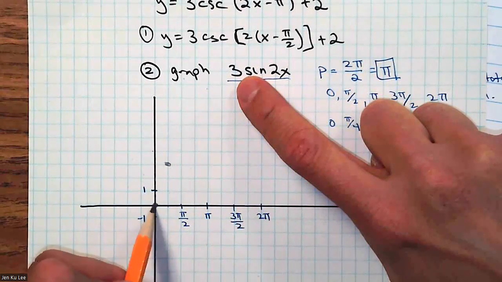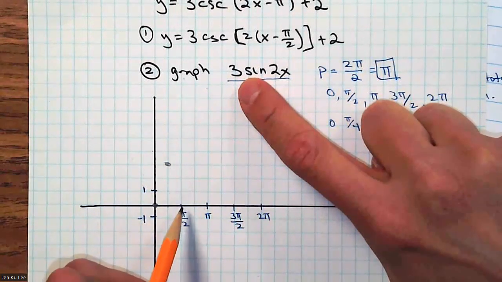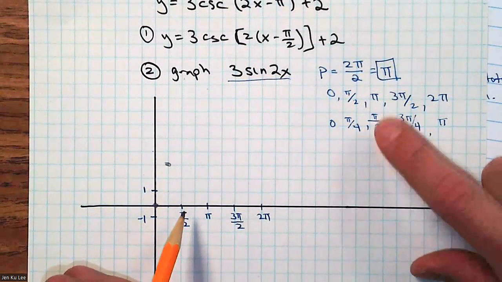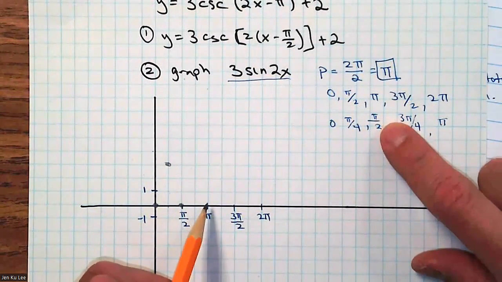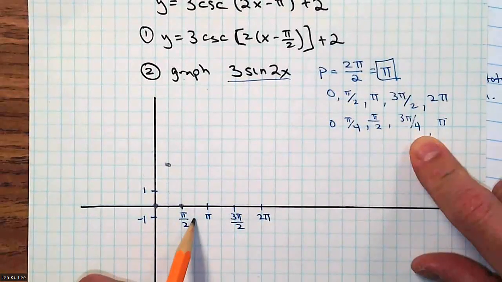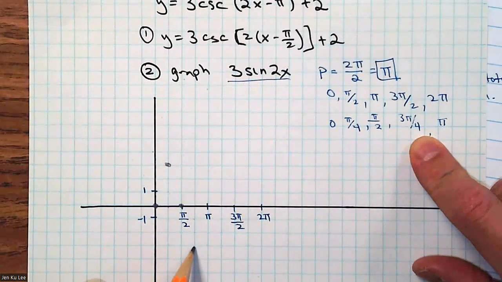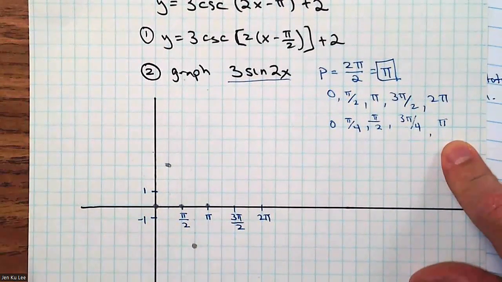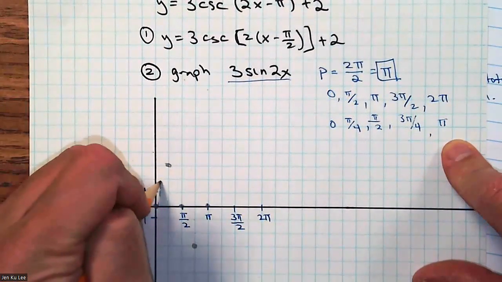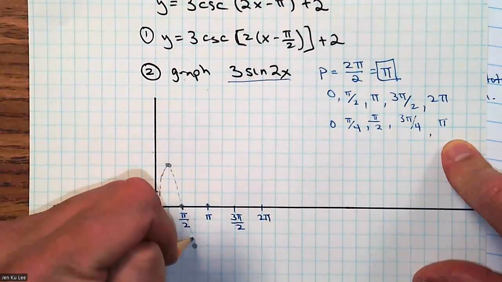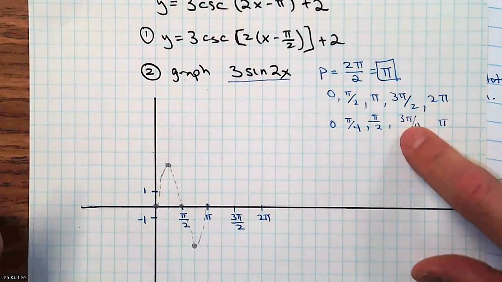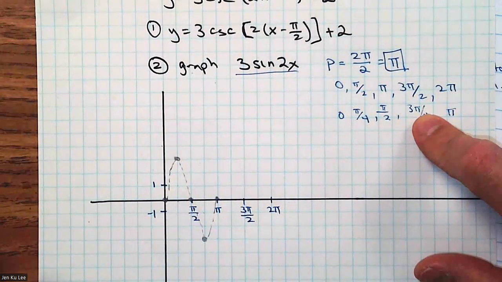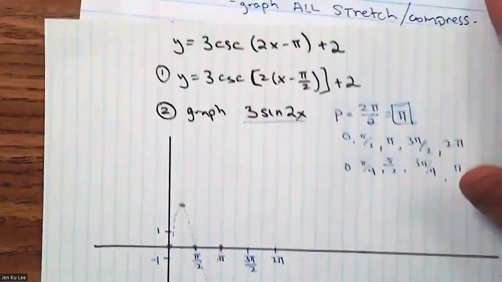And again, if you guys don't know what I'm doing, please refer to the previous video on sine and cosine. So pi over 2 is at 0. 3 pi over 4 is at -1, but multiplied by 3 is at -3. Pi is at 0. So here in pencil is my sine function, 3 sine of 2x. Questions? No? Let's review the steps.